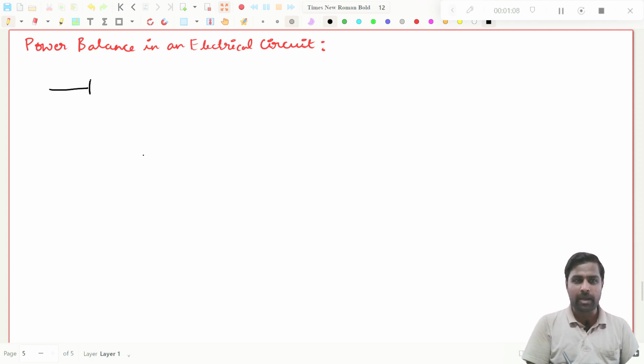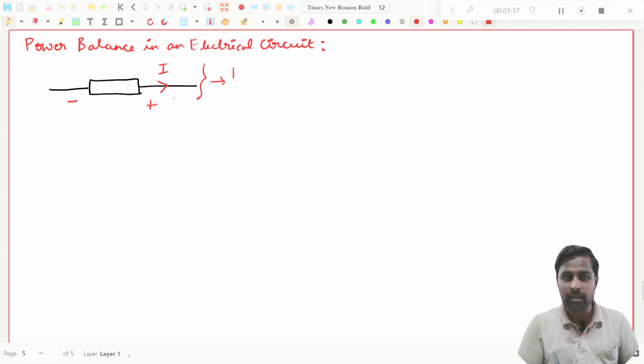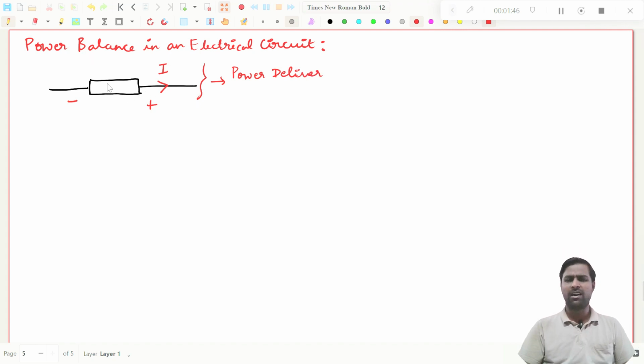So if you take an element, I am not telling it as a resistor or a voltage source or anything. I am just drawing the element, that's all. So this is one element. In this element, if this terminal is minus and this terminal is plus, and the current flowing is like this, I, so the current is flowing from minus to plus. If it is so, then this terminal will be nothing but a power delivering terminal. Power delivering elements, right? Or this element is delivering power to the electrical network.